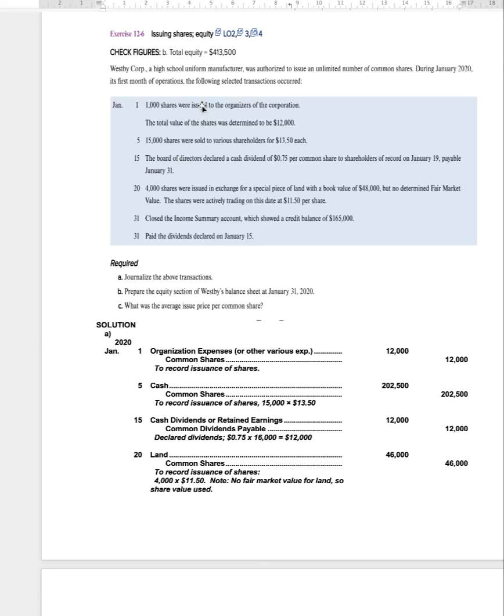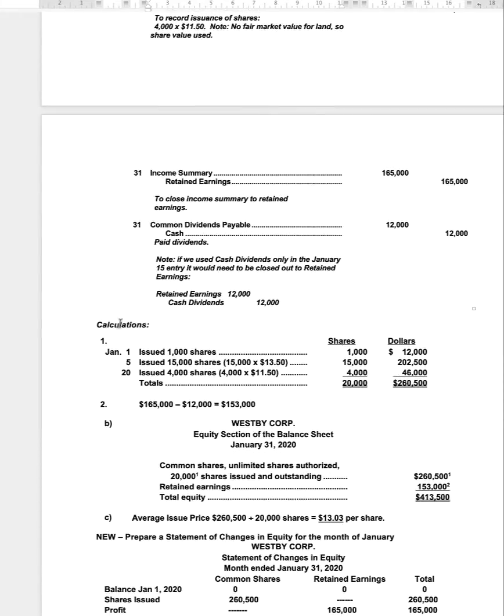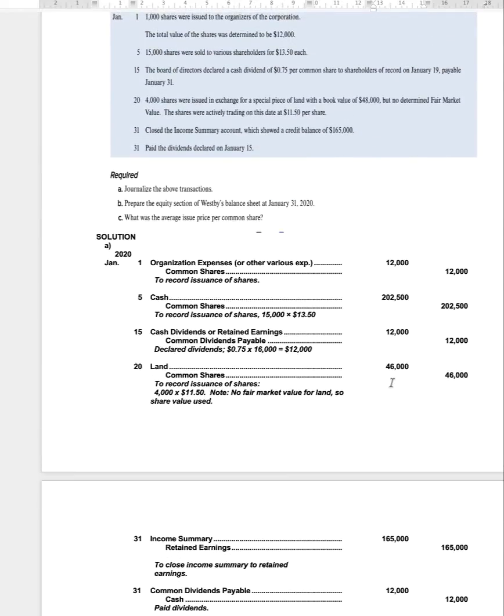So now, you need to think about the fact that you have to do the equity section of the balance sheet for the company. So we need to track what's happening in the common share account because that's an equity account. So what I'm going to do down below here is track. I've got it here in the calculation section. We're going to track the number of shares that are issued all the time, 1,000 shares in our case, and $12,000, because we need to know the number of shares issued and outstanding in the equity section, and we need to know how much new equity is created in common shares. So that's why we're tracking.